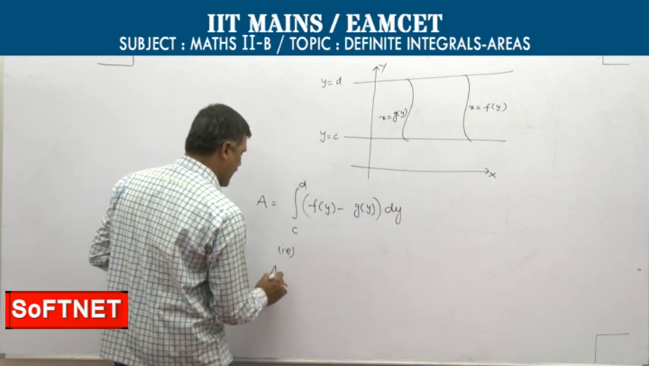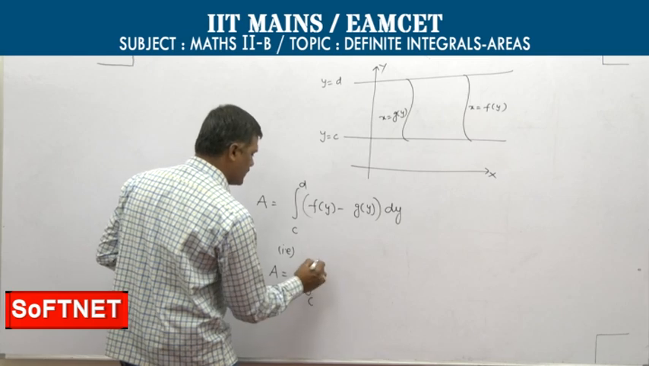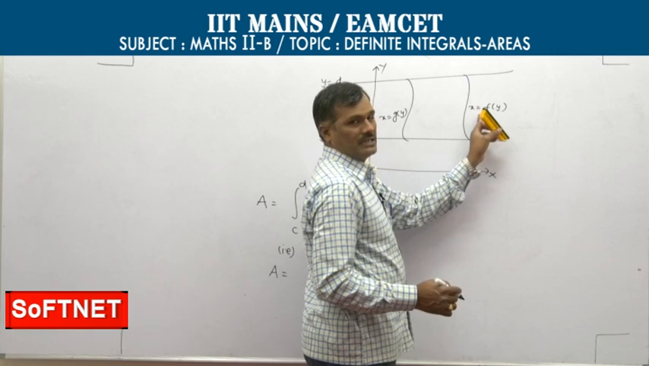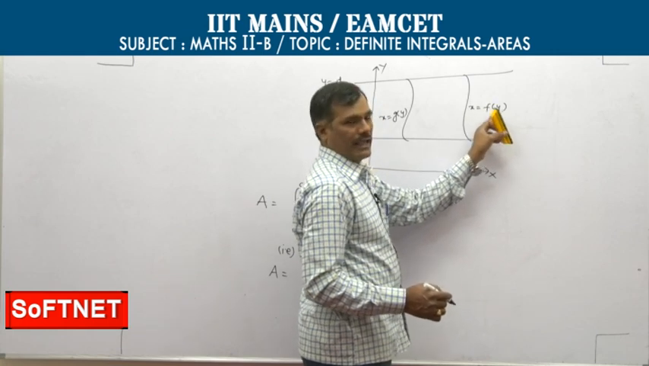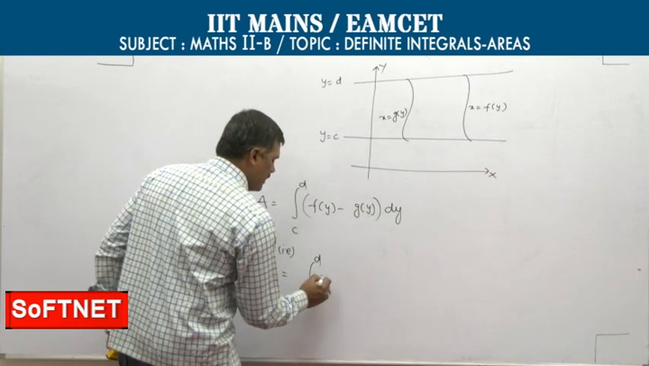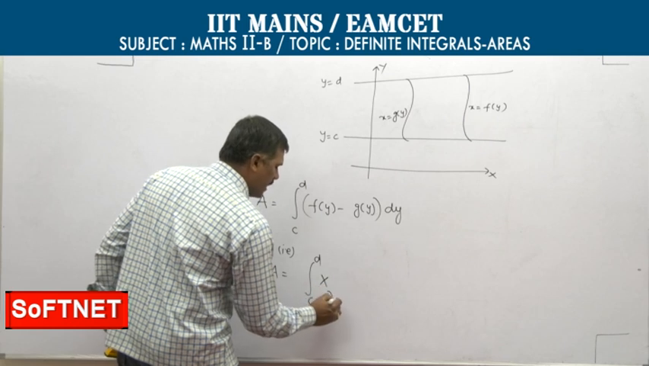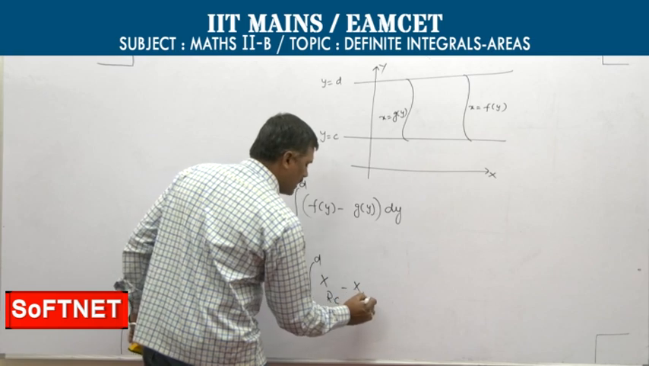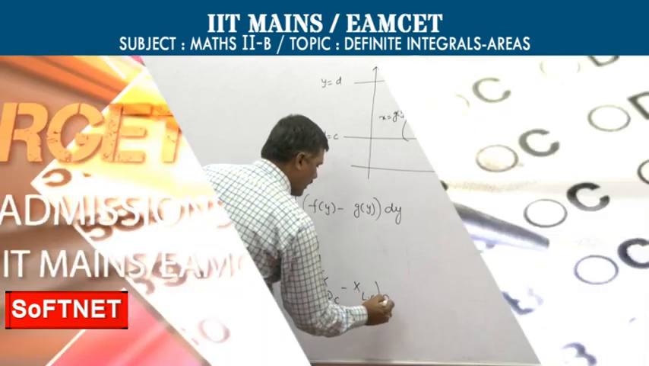That is area A is equal to the integral of c to d, where x equal to f of y. The function is in the variable y. So it is the rightmost curve minus the given function, the leftmost curve, into dy.